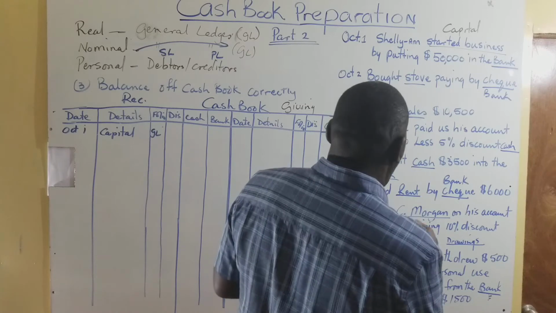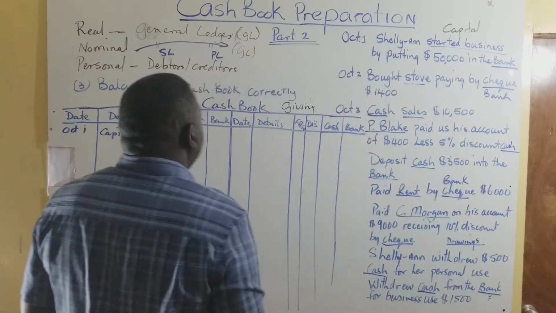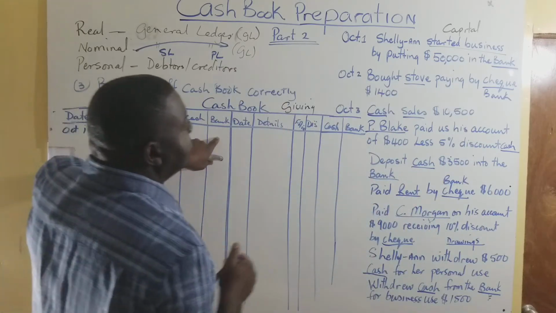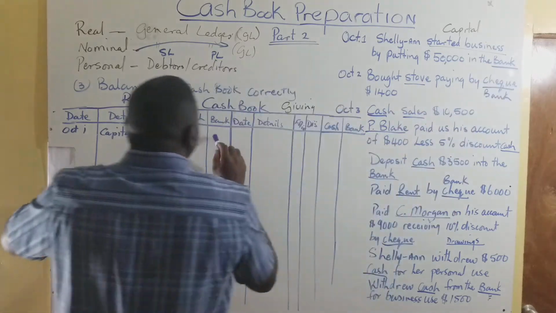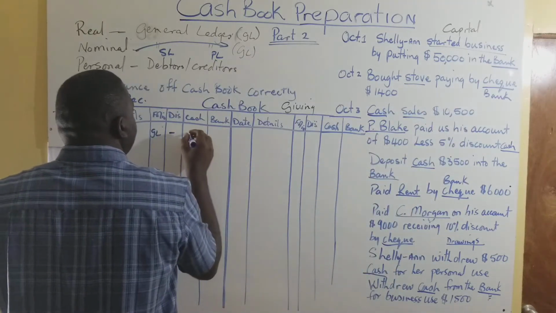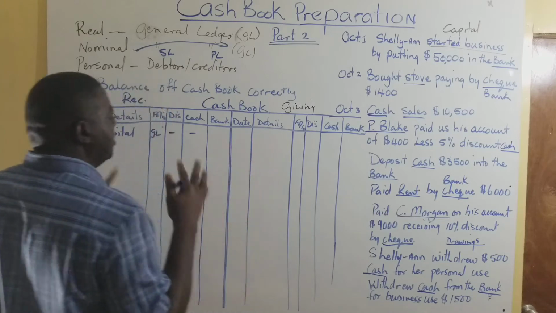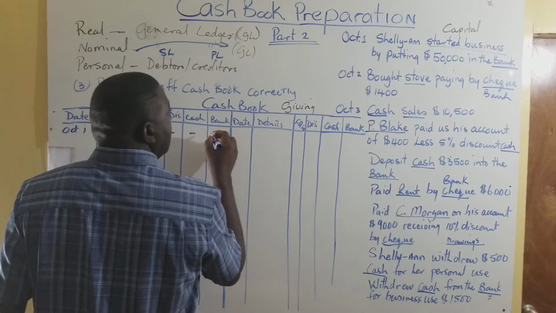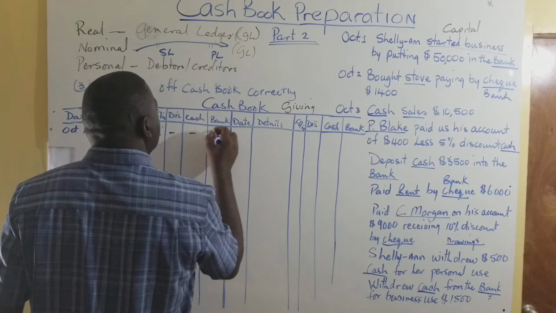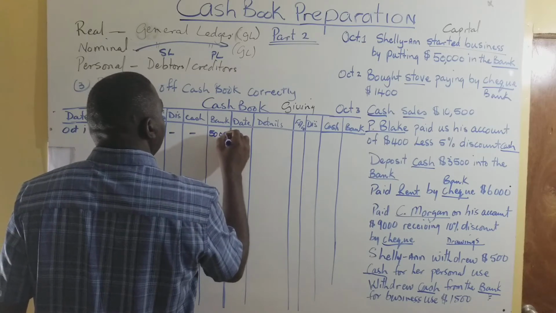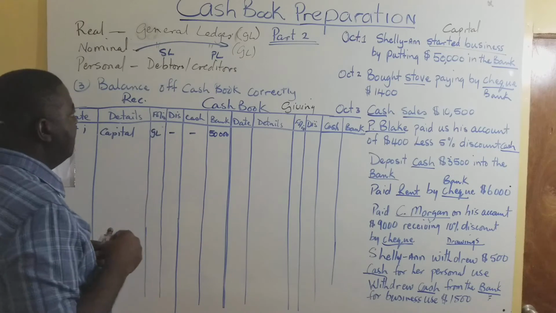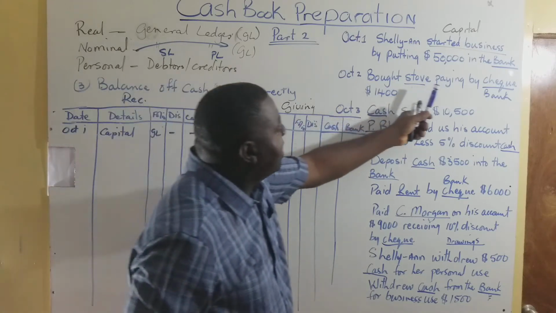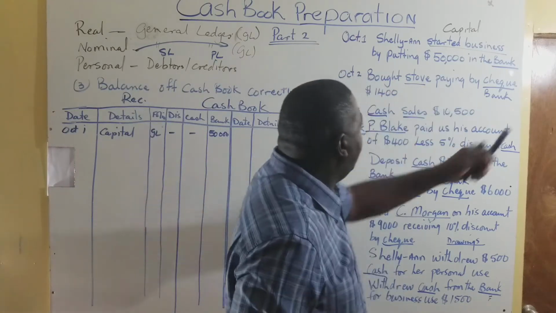So we would now do what? It's 5. It is place folio. You know, it was by bank. So we're going to put it in the bank here. We put the dash here just to make sure we don't record in the wrong place. So those are just like placeholders. $50,000.